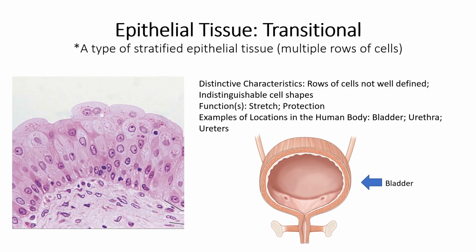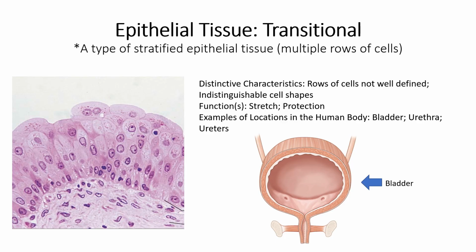With transitional epithelial tissue, one way to clearly tell it from pseudostratified is to look for the cilia. We don't see that well-defined darkened stained line here at the apical surface. And then we don't see anything that could look like little cilia, little hairs sticking up from that apical surface. So if you don't see that, you're probably looking at transitional epithelial tissue, right?